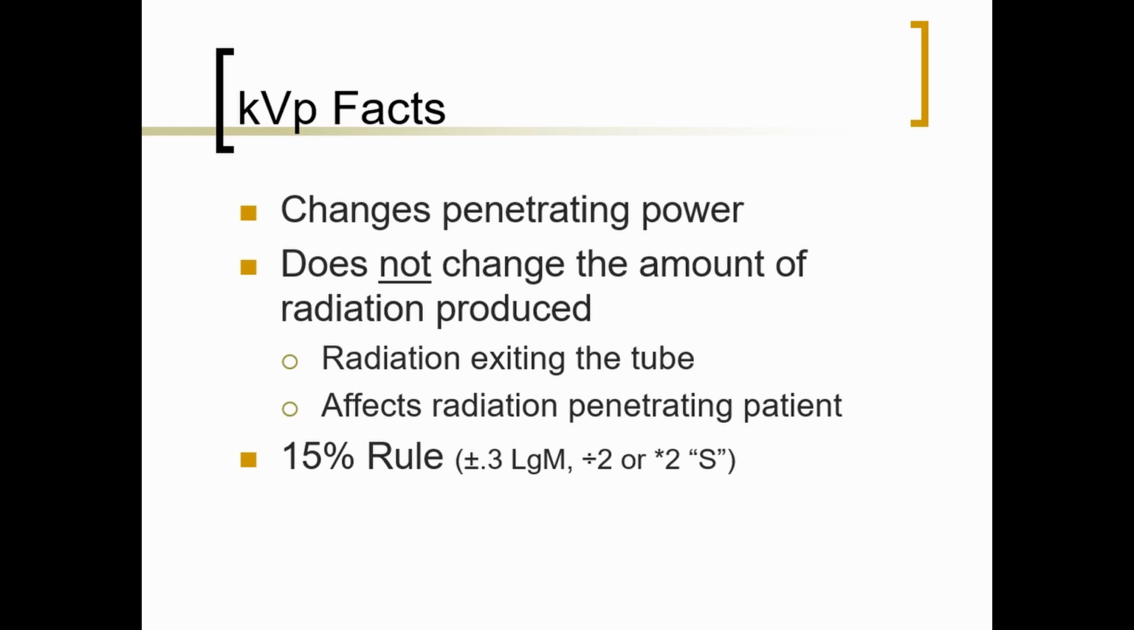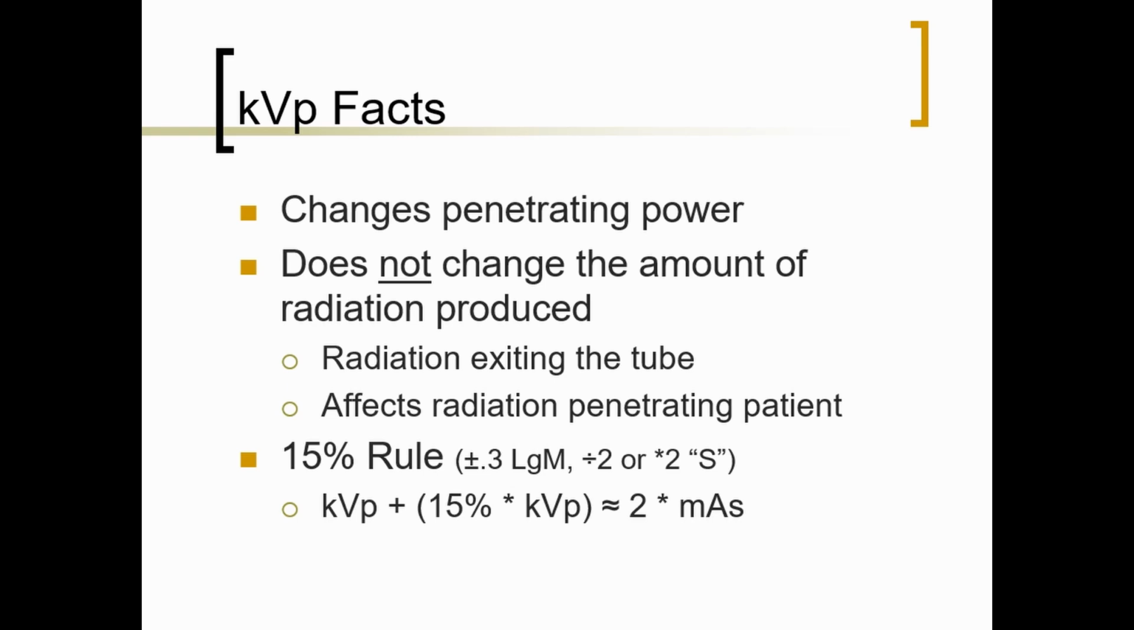15% changes will cause an LGM value to increase or decrease by 0.3, which is equal to a 2 times change in non-logarithmic terms, or will cause the S number to decrease or increase by a factor of 2 times in the case of systems using S values for exposure evaluation. To cause a 2 times increase in exposure, add 15% to the kVp. A 15% increase in kVp will cause the LGM to increase by 0.3 or the S number to decrease by 1/2.